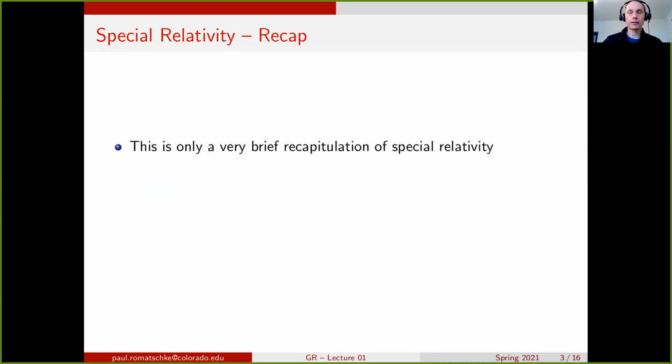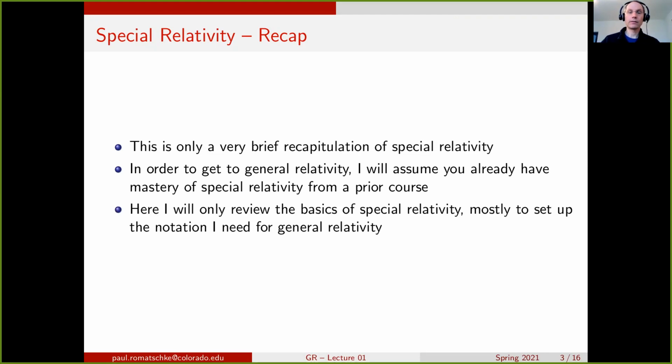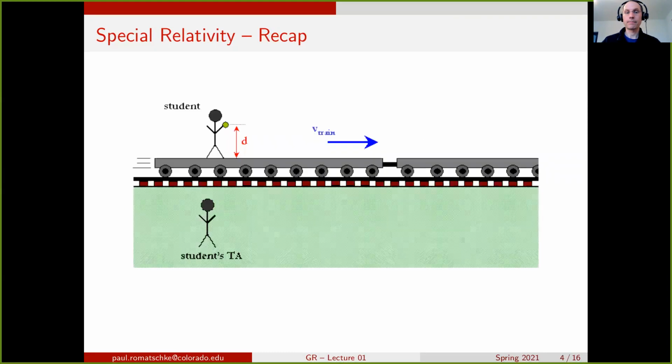In the current lecture, I will only be able to give a very brief review of special relativity. Basically, I will assume that you already have mastery of special relativity from some prior course in order for us to get started into the actual meat of the course, which is general relativity. Here I will only review some of the basics of special relativity, and I will do this mostly with an eye towards setting up general relativity.